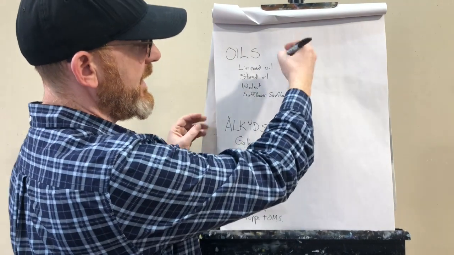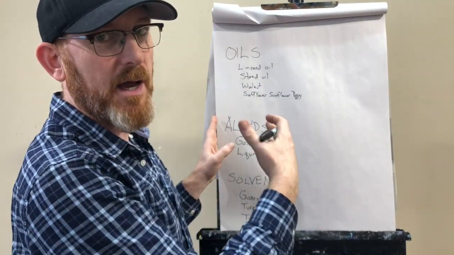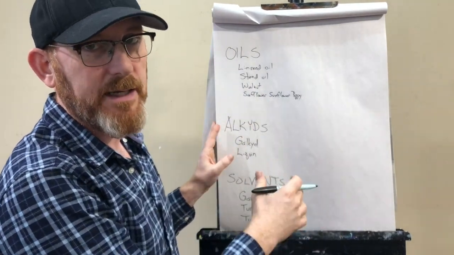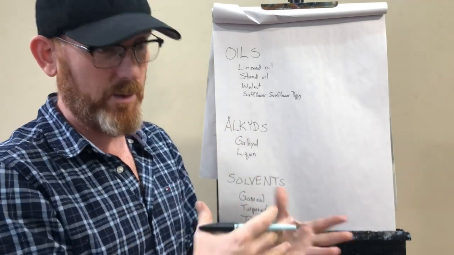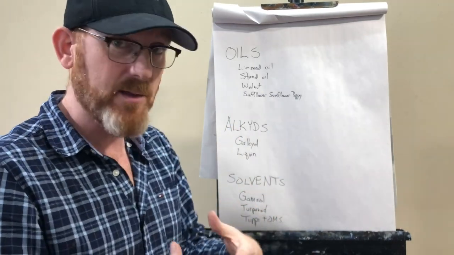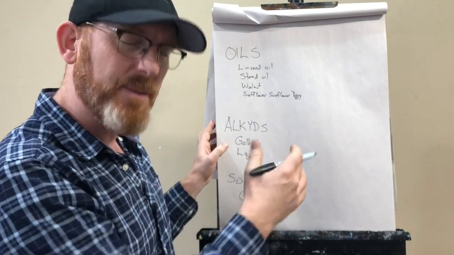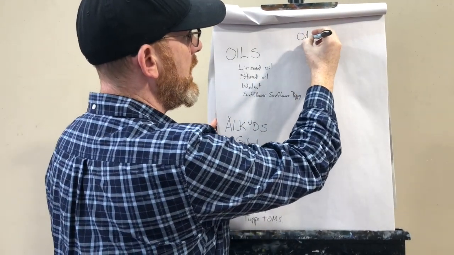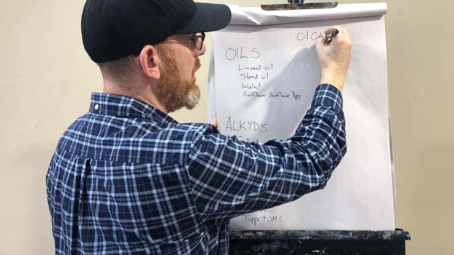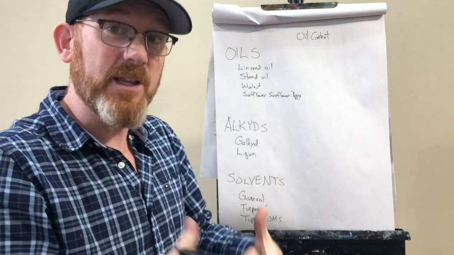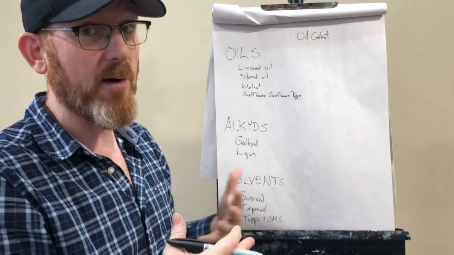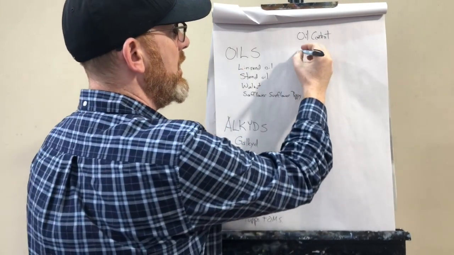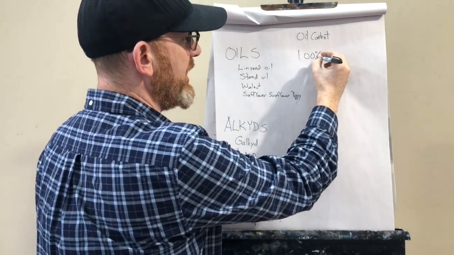Now we're going to think about three different variables that are in play when you choose your medium, and these really will help you to dictate which medium you want. Probably some of these are already intuitive to you, but let's really look at them. The first is going to be what we call the oil content. This is how much oil is present in the medium. Well, obviously, our oils are 100% oil content. That's all that they are.